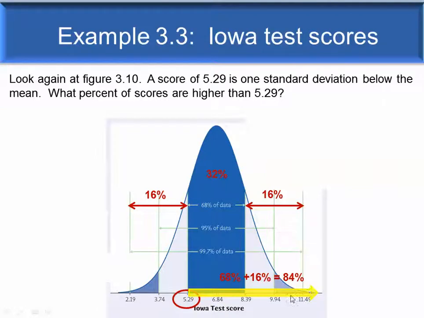And you can double check your work by saying, well, I know now below 5.29 is 16%. 100% minus 16% is 84%. Because remember, the whole distribution represents 100% of the data, so that's one way that you can always check that out.